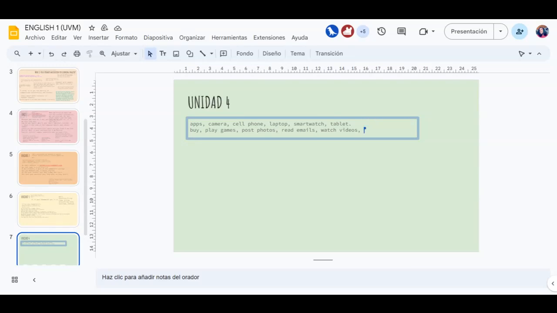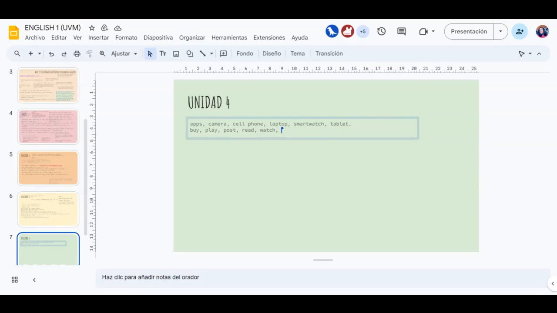Well, in those cases, we have phrases, okay? Because play games is a phrase, it's not exactly a verb. The verb is only play. Post photos. Again, we have a phrase. The verb is post. Read emails. Again, we have a phrase because the verb is read. Watch videos. We have a phrase because the verb is watch. Watch movies. Which other verbs? Does someone else remember other verbs?